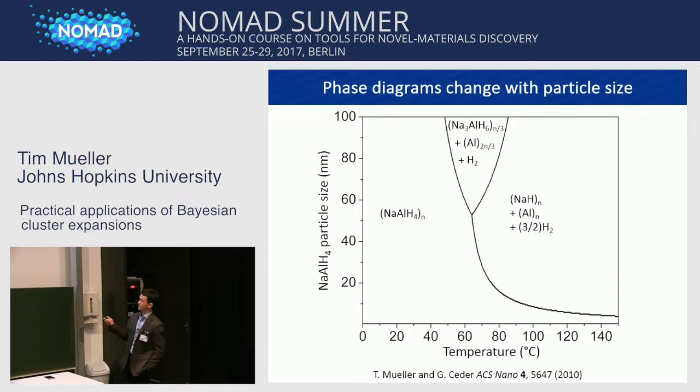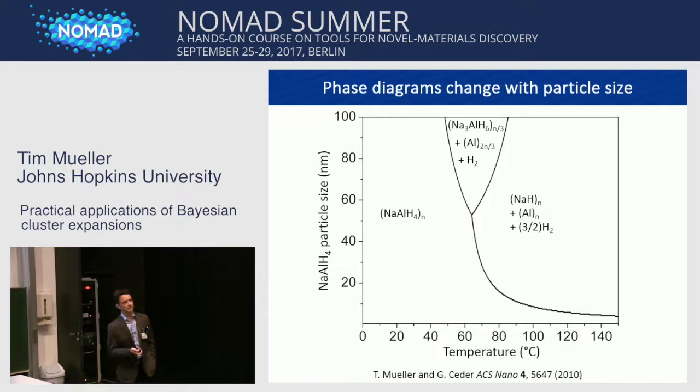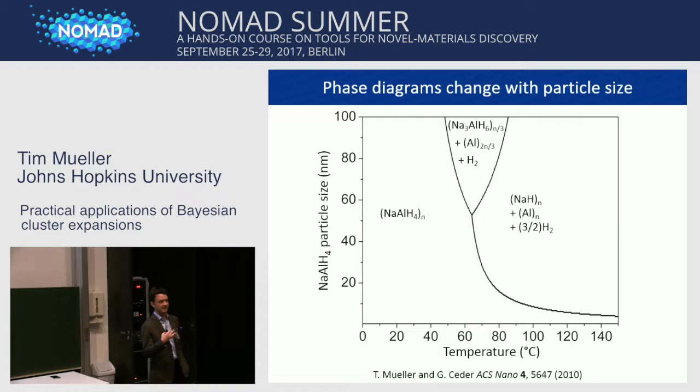And so when people have now gone back and looked at this more closely, they found that when they do see these nanoparticles, they don't see this intermediate phase in the decomposition. You've gone from this two-step decomposition to this one-step decomposition by changing the phase diagram of your system just by changing the particle size of your particles.